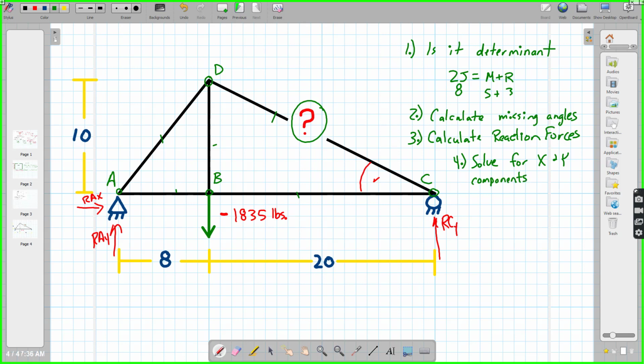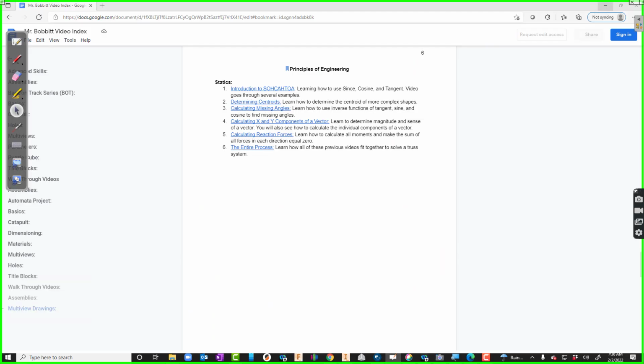We know once we figure that RCY out, whatever that number is, this value is going to be the opposite, right? And we also know that this angle is going to be the same right here. So technically, after we get this reaction force, we'll know this value over here. And then we've got our angle, so we can do opposite and try to figure out hypotenuse. So remember SOHCAHTOA. I really encourage you to look at that video library. Let it guide you through there.